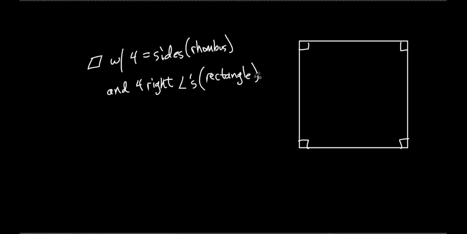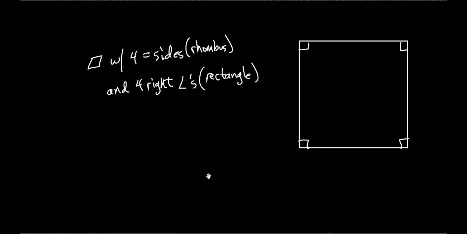Is every rectangle a square? No, because you can have a rectangle that doesn't have all four sides equal, right? Is every square a rectangle? Yes, it is. Because every square has four right angles. Every rectangle has four right angles. So every square is a rectangle. Everybody good? All right, a couple more.